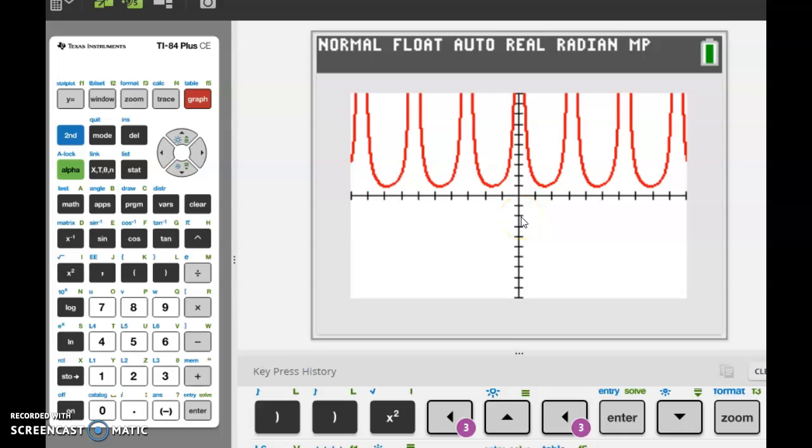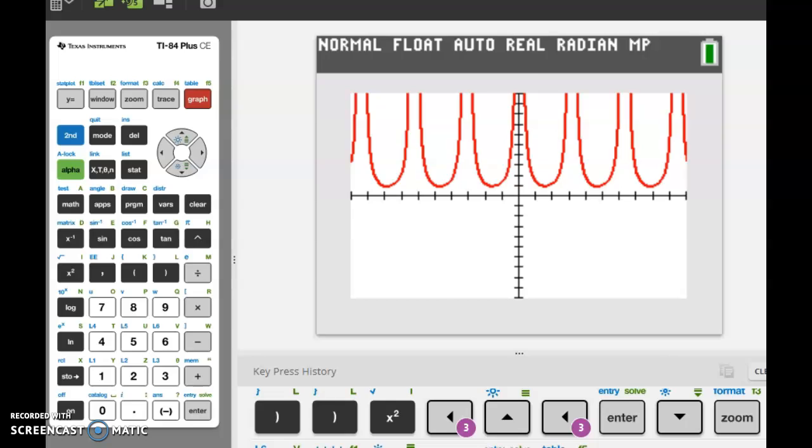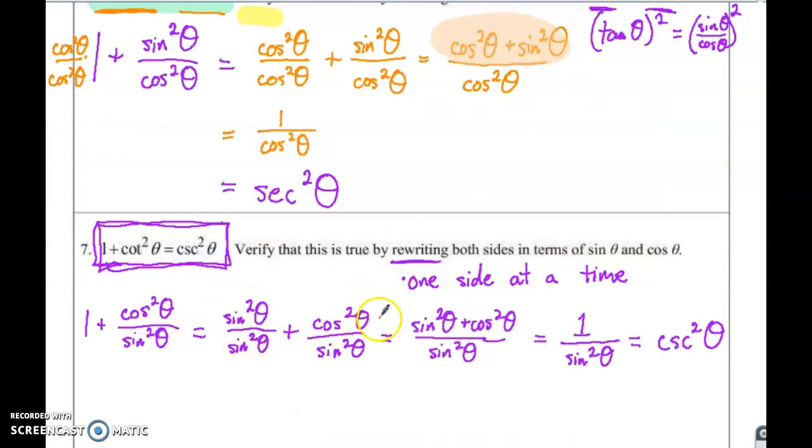So that's a way that you can double check that what you have is correct. That is not a verification. What I just showed you is not a way to verify. If anybody writes on their homework or test, I know it's true by my graphing calculator, you are going to get 0 points. Work, the algebra is what I'm looking for.